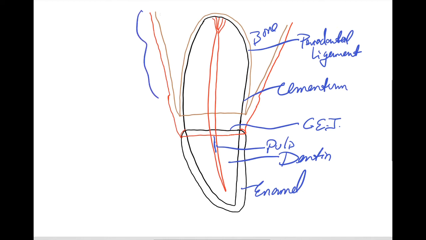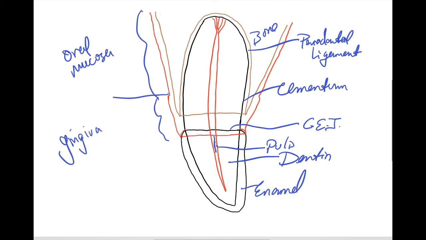Most of the mouth is lined by fairly thin, delicate, soft tissue called oral mucosa. And higher up we have a band of much thicker, tougher gum tissue, or gingiva, and where those two tissues meet, that's the mucogingival junction.